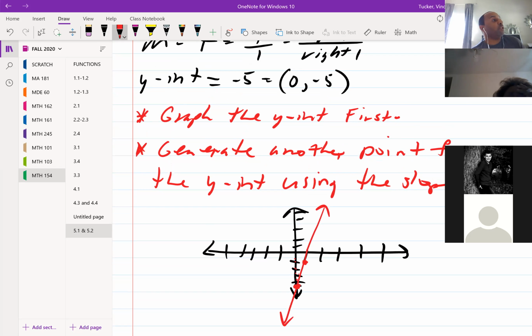And you can continually generate points on that line. And that's what that line represents. It represents all the points that that equation would create or generate. If I continue to go up 4, right 1, up 4, right 1, up 4, right 1, it'll continue to make points on that line.